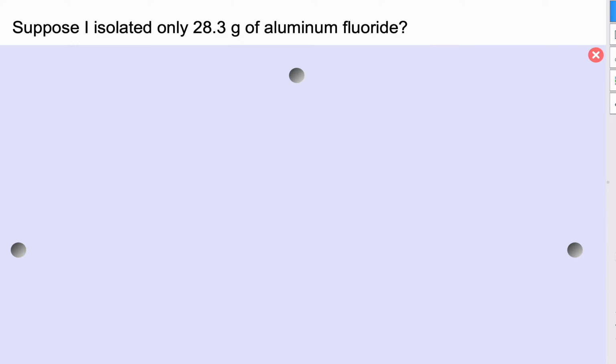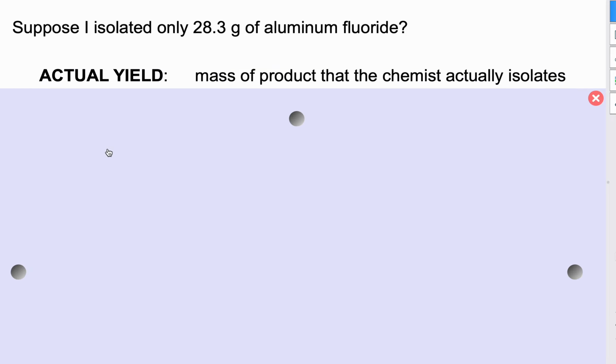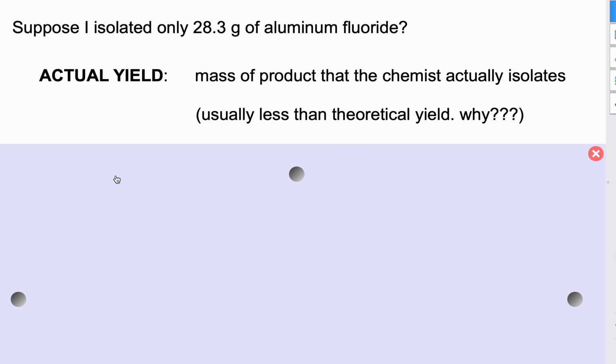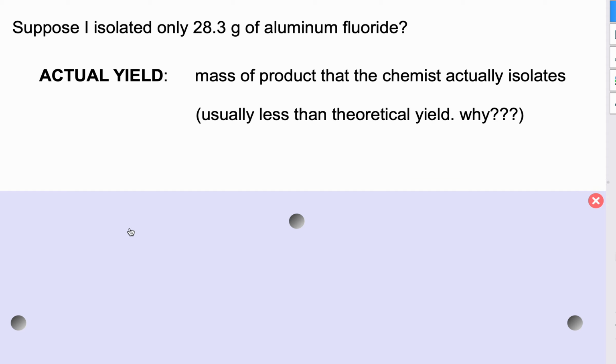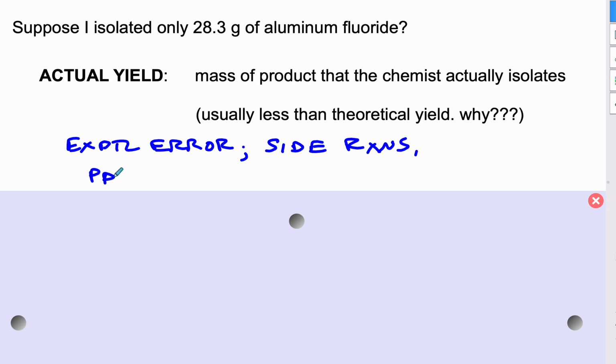Now, suppose in a real-life experiment, I only isolated 28.3 grams of aluminum fluoride. This is what's known as the actual yield. The actual yield is defined as the mass of product that the chemist actually isolates in the experiment. It turns out that most of the time, the actual yield is less than the theoretical yield. Well, why would that be? Lots of different reasons. I can describe this in more detail in class. It could be experimental error. It could be side reactions. It could be the product decomposes, or lots of different reasons.